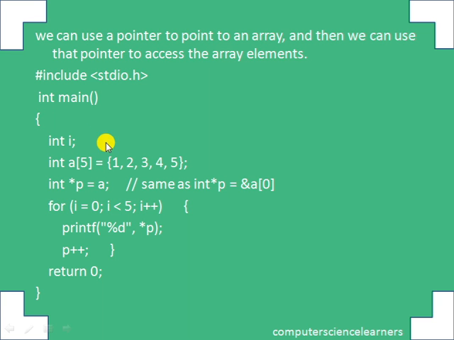For accessing all these 5 elements, I am taking a loop. This loop starts from 0 and iterates 5 times, 0 to 4. Each time you are printing the array element. Instead of using A, here I am using asterisk P. Now what is the value in P initially? P has the base address. Let us say that base address is 1000. The value at 1000 means A of 0, which is 1. Okay, now fine. Now what is P++?